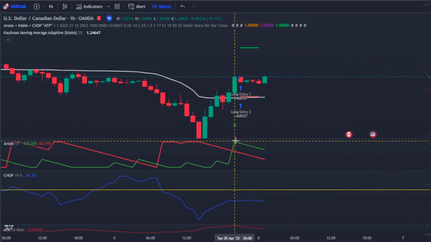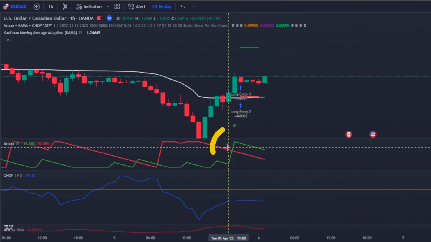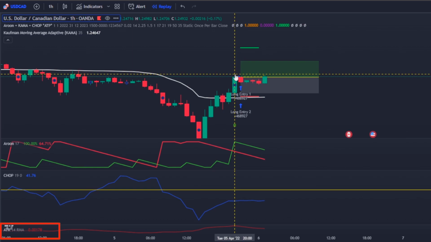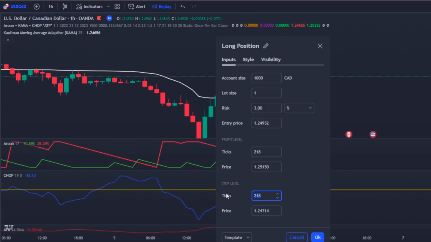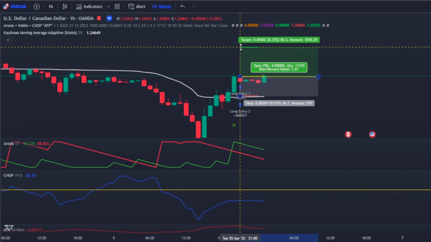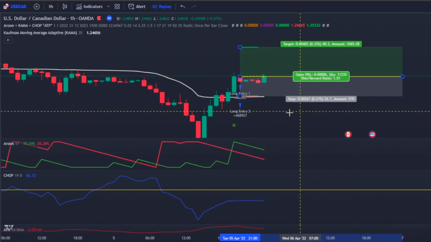Here we can see that the Aroon up line crossed above the down one, the choppiness index is below the middle line and the price is above the Kaufman moving average. So, we will enter at the close of the signal candle, which is this one. The stop loss value is 1.5 times 17.8, which is 26.7, and the take profit is at the 1 to 1.5 risk to reward zone, so at this level.